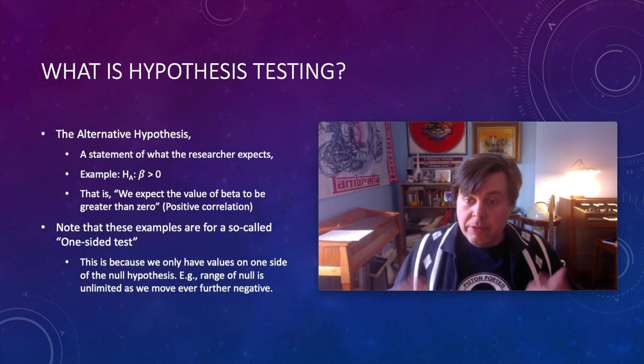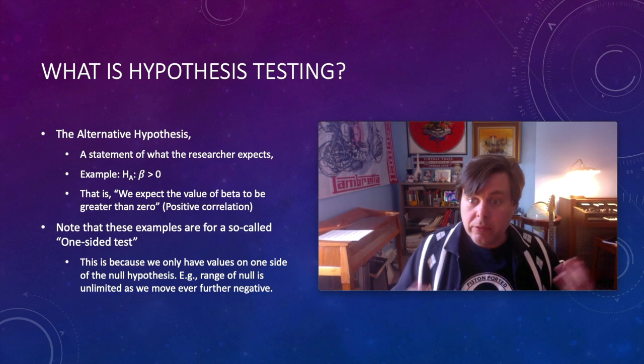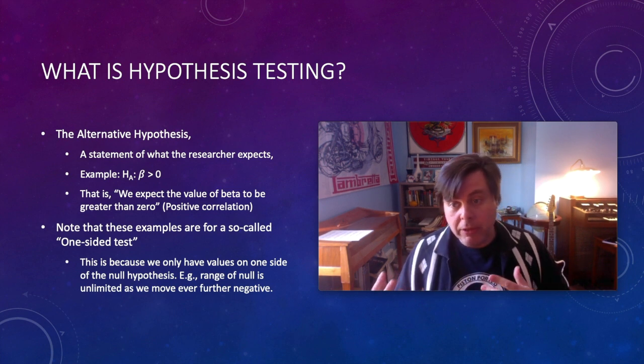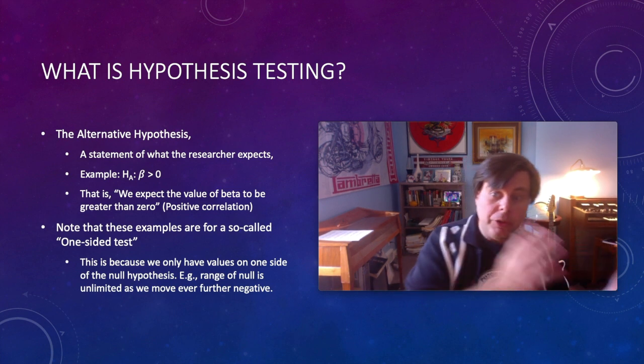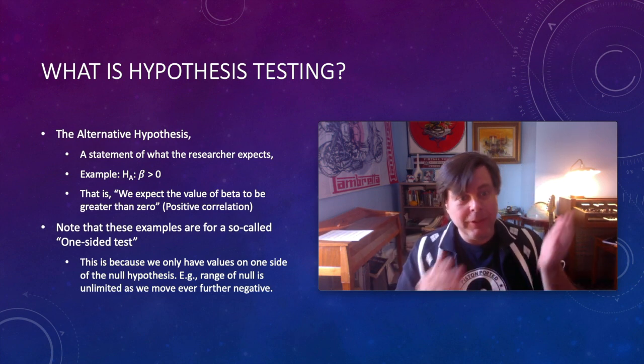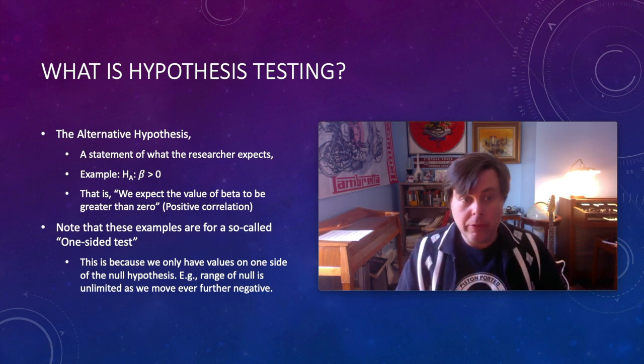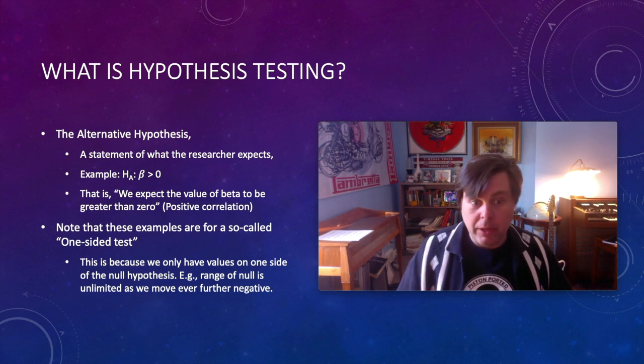All right, besides the null hypothesis, we also have the alternative hypothesis, okay? And this is a statement of what the researcher expects. So null hypothesis, what we don't expect. Alternative hypothesis, what we do expect. Okay, so for example, H sub A, beta is greater than 0. We expect the value of beta to be greater than 0. Positive correlation, as I said a moment ago, okay?